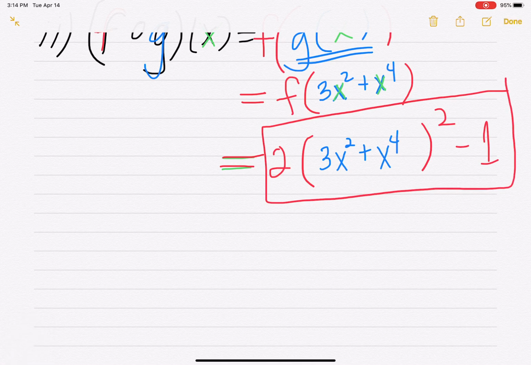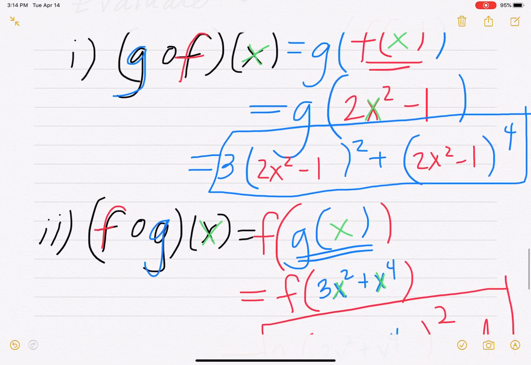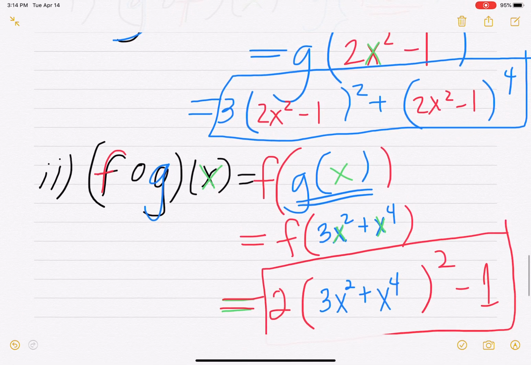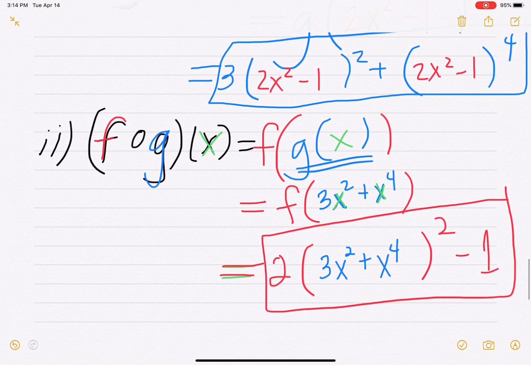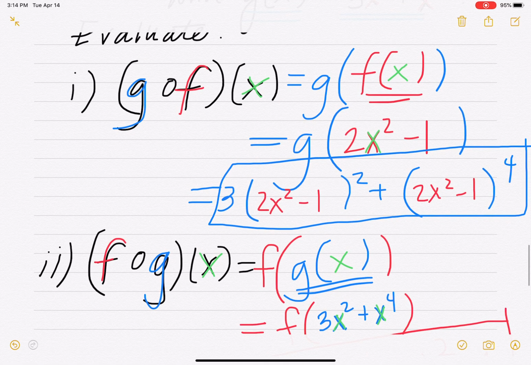Now let's compare this f of g of x expression to our expression for g of f of x. Notice that these two things are very different. See the blue box and the red box, they're very different. So f of g of x and g of f of x are usually going to be very different animals.